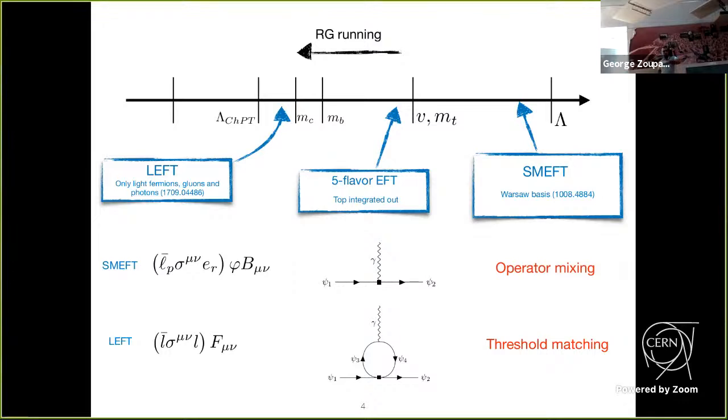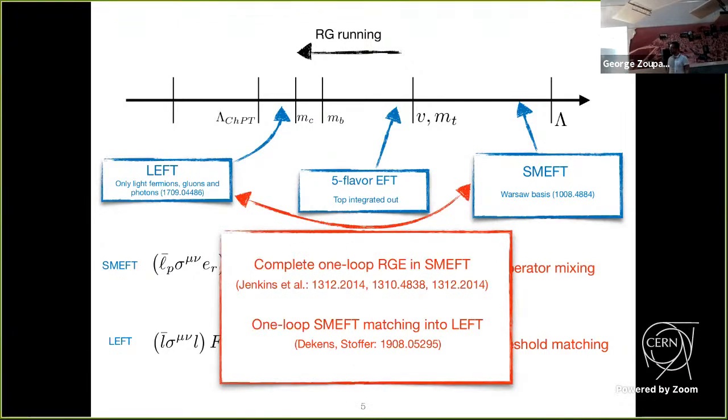Luckily, I'm not going to derive the result. I'm going to use a set of papers that already did the complete one loop RGE in SMEFT. This is the famous trilogy of papers from Jenkins, Manohar, and others. And then there is a recent paper that computed the complete one loop SMEFT matching into the low energy effective theory. So this is already done.